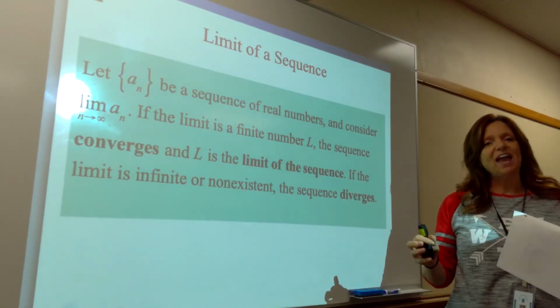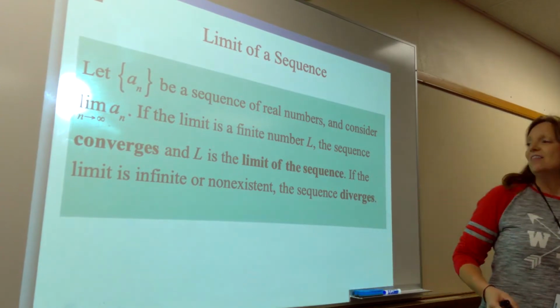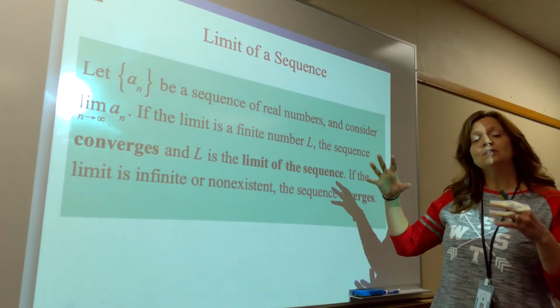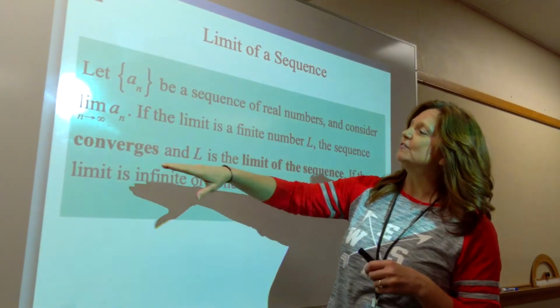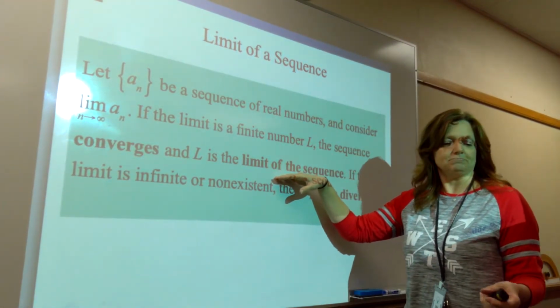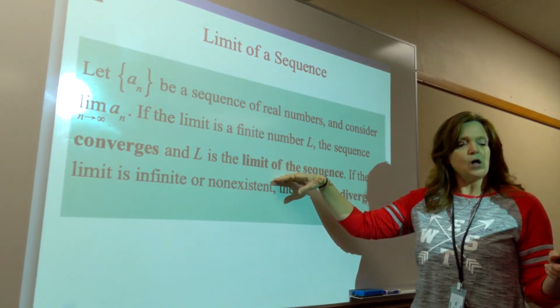Sequences also can behave where the numbers in the pattern get larger, and that would be a diverging sequence, or the numbers in the pattern get smaller and smaller, and that would be a converging sequence where there is a specific limit to it. Okay, and so that's typically the case where the values get smaller and smaller.